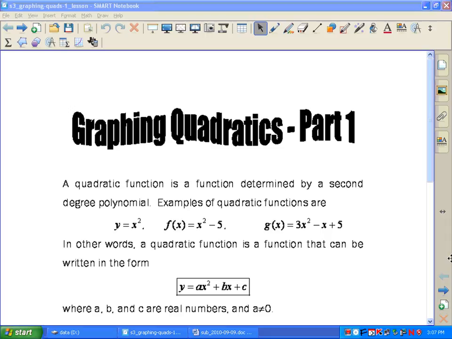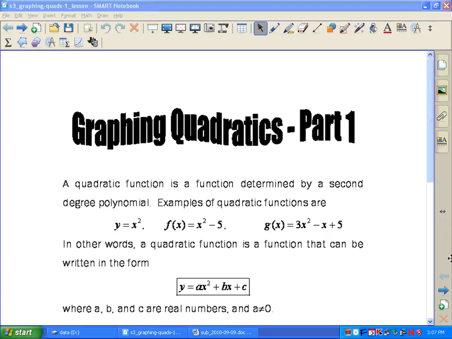So, what we're going to be doing today is a pretty big lesson. But this lesson is going to cover you for today and for Friday. So you'll get the rest of today to work on it and all class Friday to work on it. What we're going to talk about today is how to graph quadratic functions.